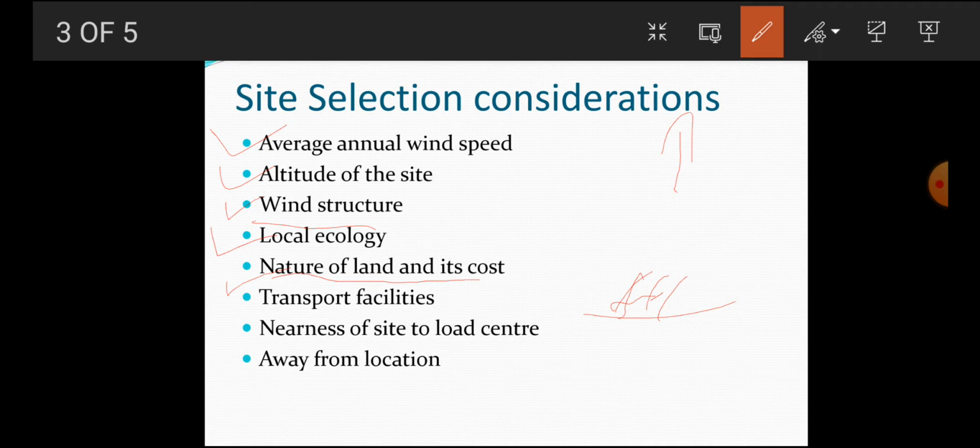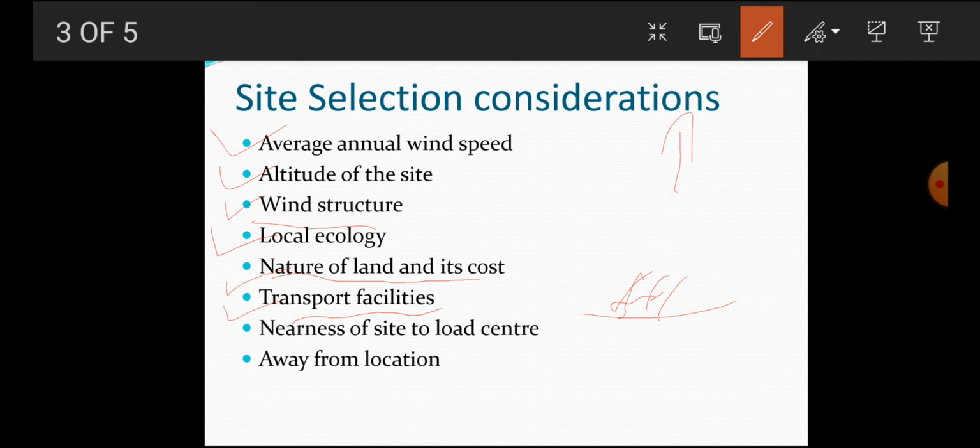Then next point is transport facilities. So there should be transport facilities for transportation of heavy machinery, structures, materials, blades, etc. to the chosen site for installation, which means that the road should be there so that we can transfer all the heavy machinery. The road must be pakka, not kacha, where there may be problems in the rainy season or something. So transport facilities should be available.